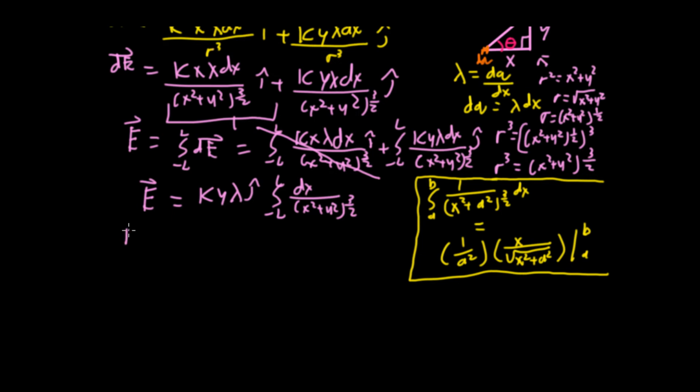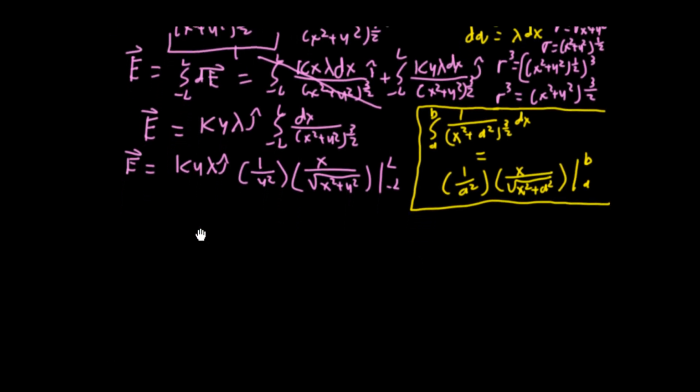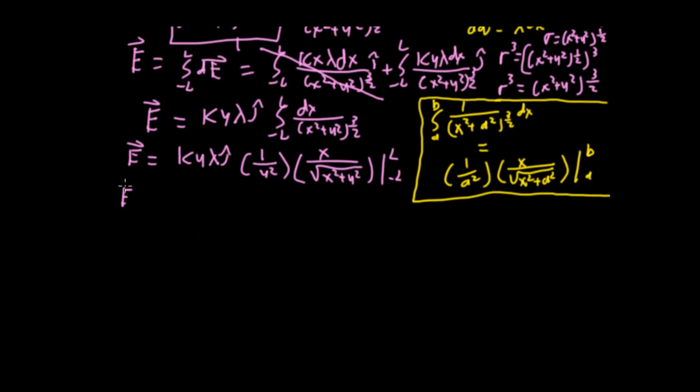So let's continue evaluating this integral by what we've got here. So we get k y lambda j hat, and doing this, it's going to be 1 over y squared, and then x over the square root of x squared plus y squared, evaluated from L to negative L. We're almost here. So E is equal to, first we can see that we have a y in the numerator, and then we have a y squared in the denominator. So we know that one of those y's is going to cancel. So we get k lambda j hat over y, that's the front.